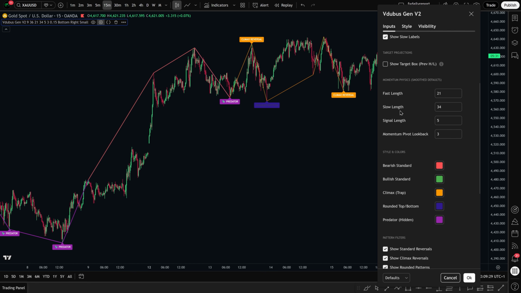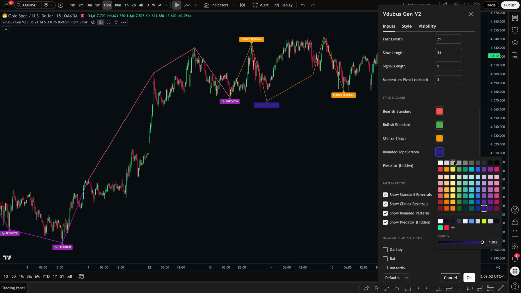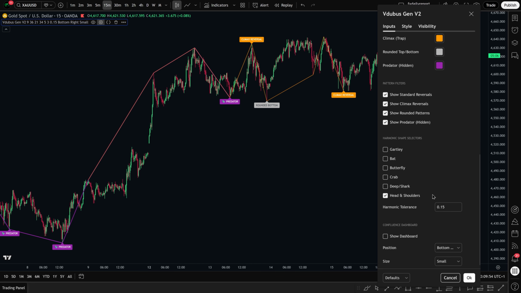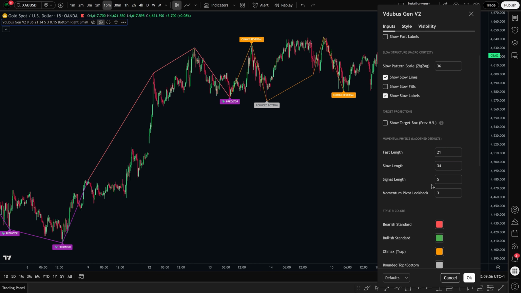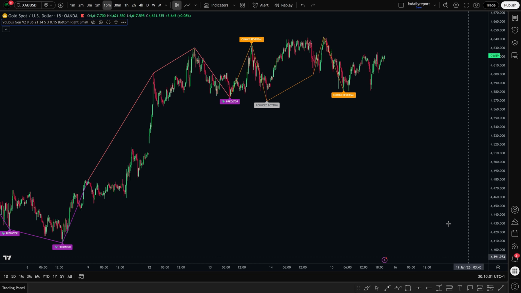For the momentum settings, which include fast length, slow length, and signal length, just leave everything at the default settings. There's no need to change anything here. Next, under Style and Colors, you can customize how the indicator looks. For the rounded top and bottom, I'm going to change the color from purple to gray. This helps make the chart look much cleaner and easier on the eyes. And that's basically all the important settings you need for this video. Once you're done adjusting everything, just click OK, and the settings will be applied to your chart.